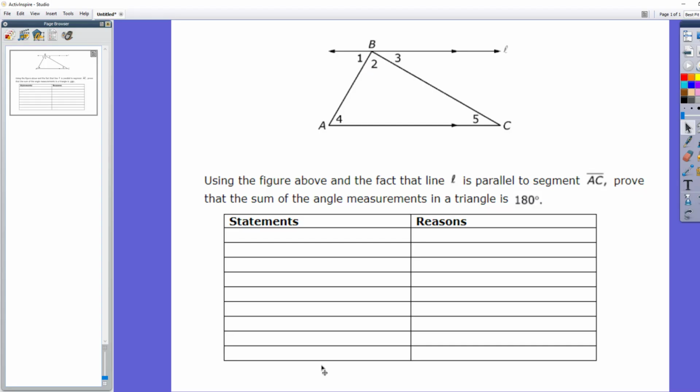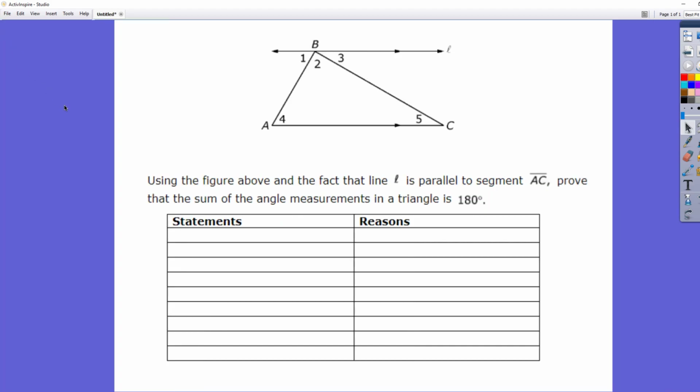Hello everyone. Today we're going to be going over one of the problems in our study guide. So this problem says use the figure above and the fact that the line L is parallel to the segment AC and prove that the sum of the angle measures in a triangle is 180.